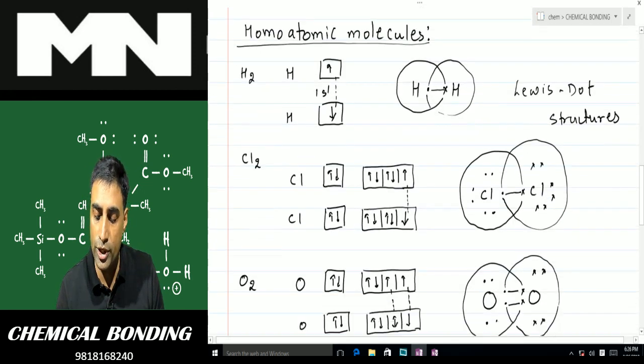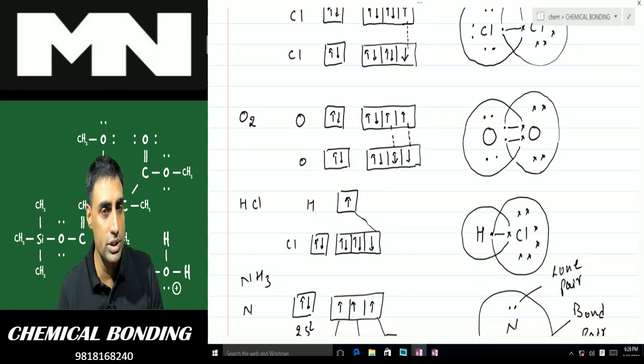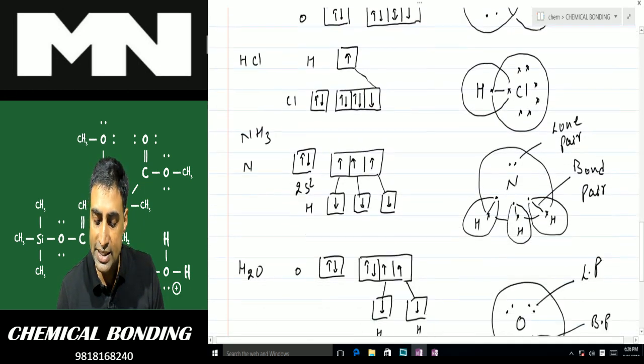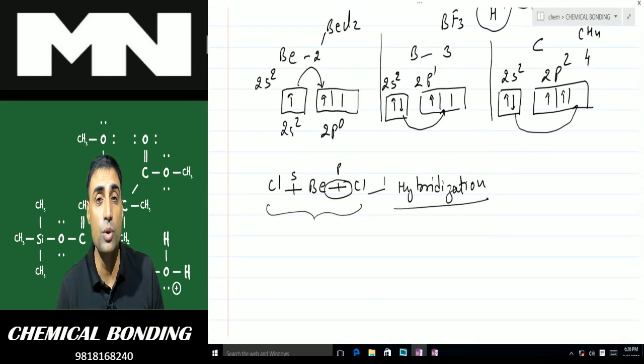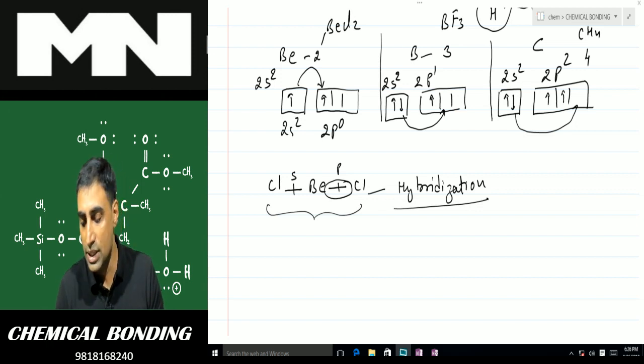Then we saw some homoatomic molecules like hydrogen, chlorine, oxygen, and some heteroatomic molecules like HCl, NH3 and H2O. After that, we did the concept of excitation, that although the number of unpaired electrons is lesser, the number of bonds formed is more. How is it possible? We saw that. After that, we talked about hybridization. So what is hybridization and how does hybridization affect the shape of the molecule? We'll talk about that also in the next lecture. So that's all for today. This is what we were scheduled for today. In the next class, hybridization will be taken up, so that is quite an important topic.